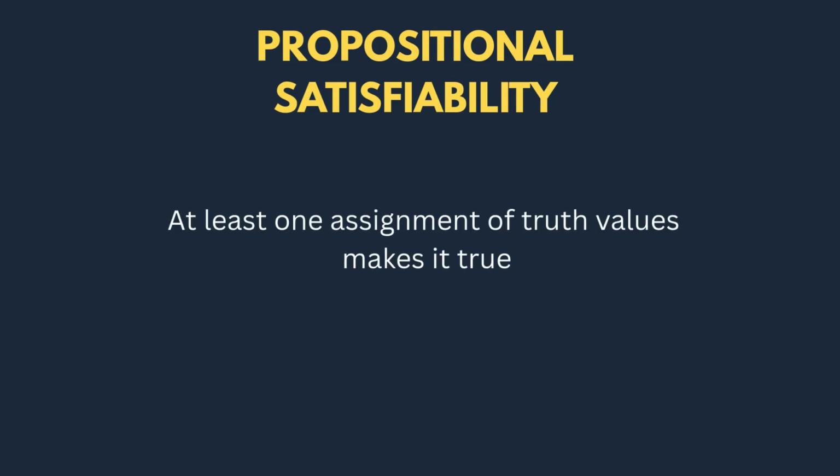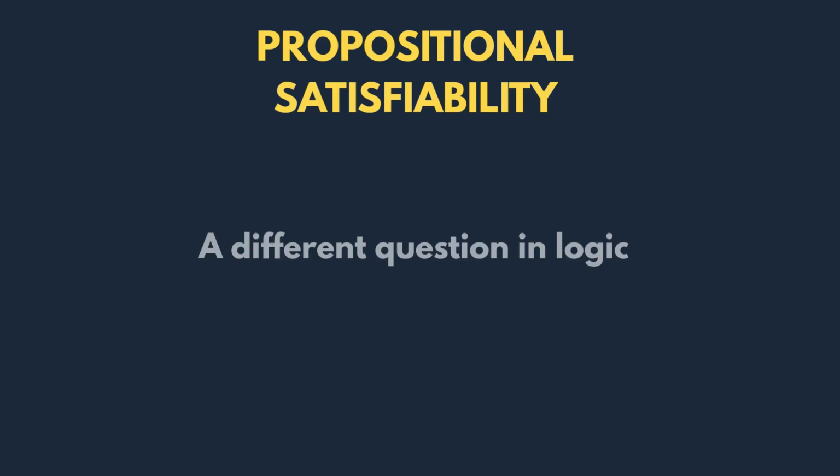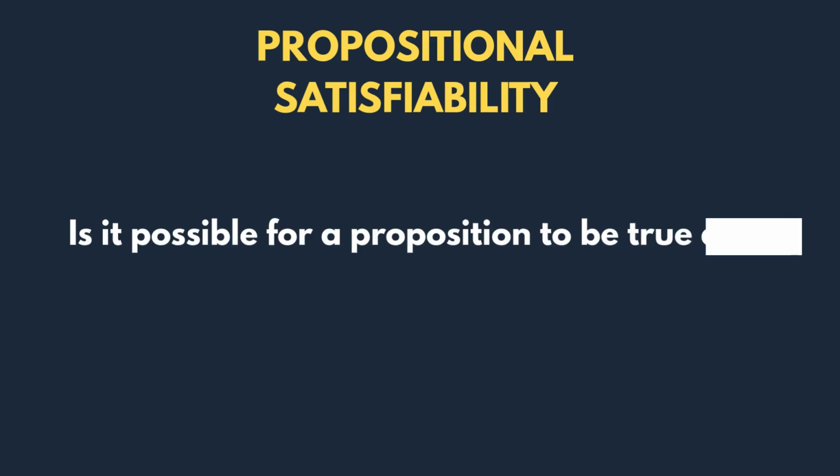Next, we move on to propositional satisfiability. A compound proposition is satisfiable if at least one assignment of truth values makes it true. So far, we have compared propositions based on whether they always behave the same way. Now, instead of comparing two propositions, let's ask a different question. Is it possible for a proposition to be true at all? This question leads us to the idea of satisfiability.